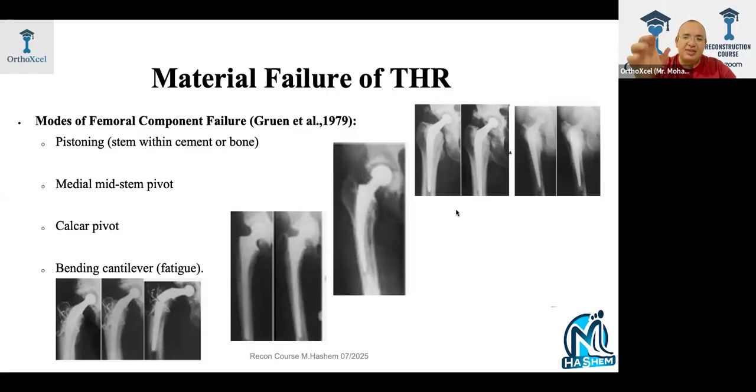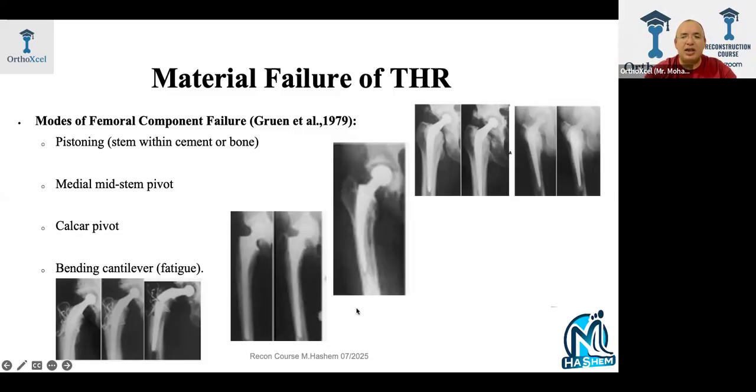What if my stem is fixed proximally and loose distal? This will cause what's called a calcar pivot. So it's pivoting up, it's holding up in the calcar, and pivoting down at the tip. And the most common of them is the fatigue failure or cantilever, meaning my stem is fixed distal, but it's loose proximal. So as you can see here, after some time, it's loose proximal, and after some time, it will break because of the fatigue of the material.